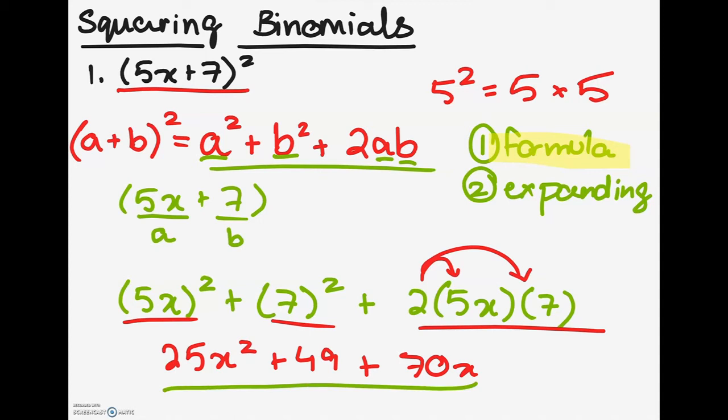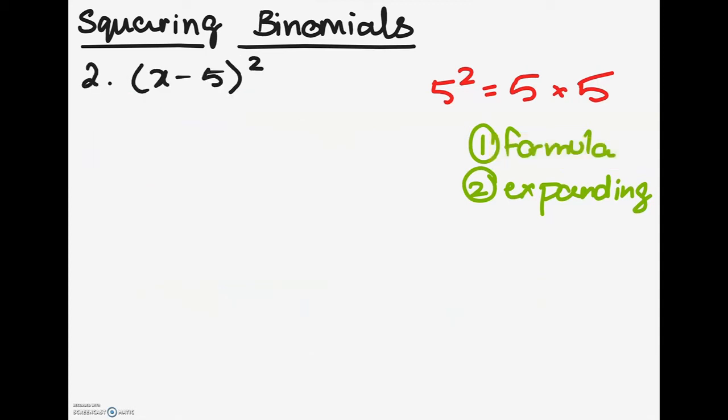So there are two different methods of doing this entire process. So now let's work on our second question, and we're going to be solving this by expanding first. So we have x minus 5 squared, and to expand this, we're just going to be multiplying it by itself. So it's going to be x minus 5 times x minus 5.